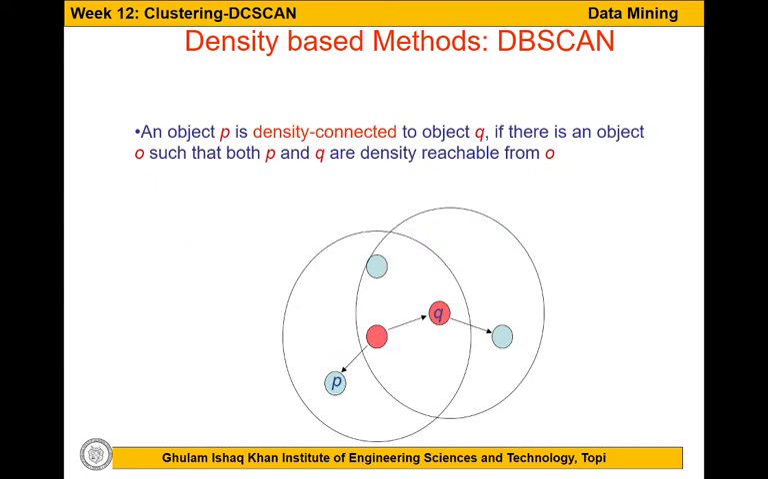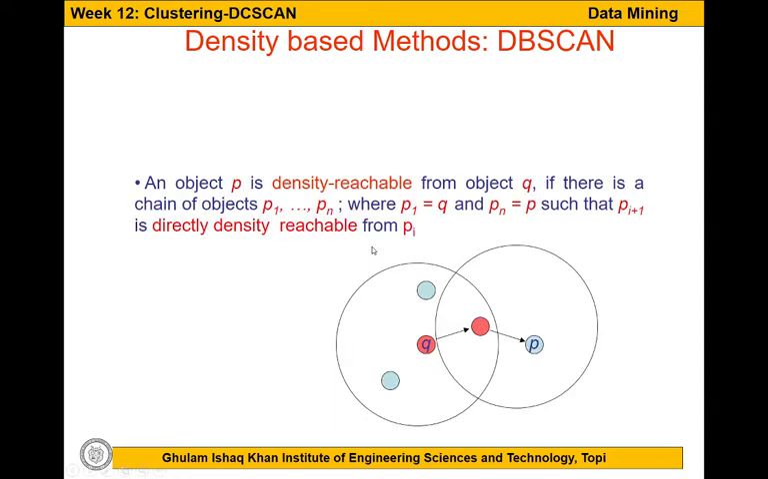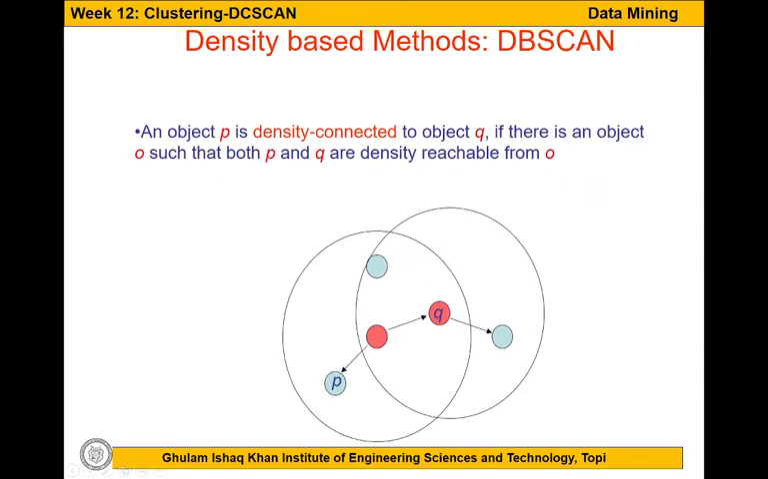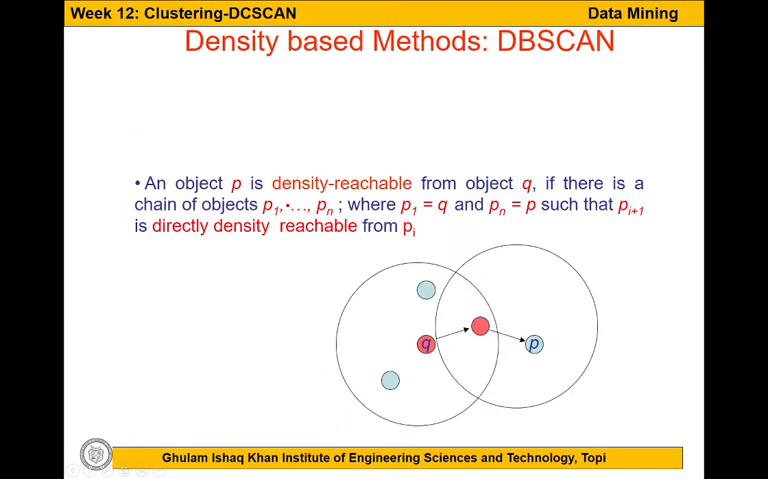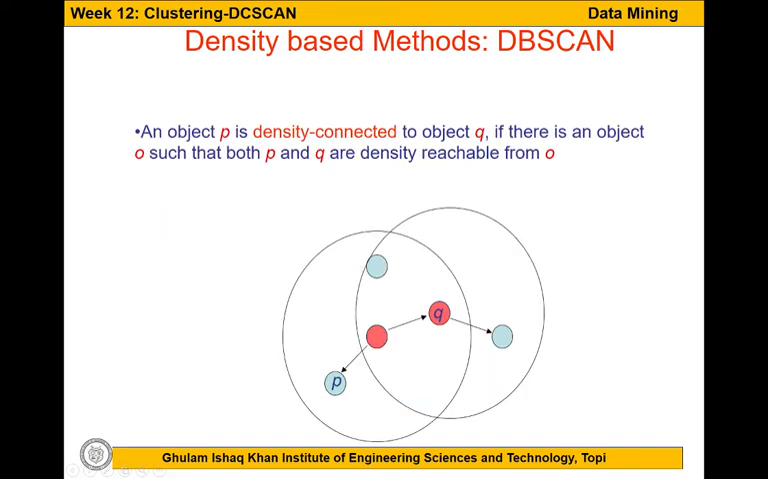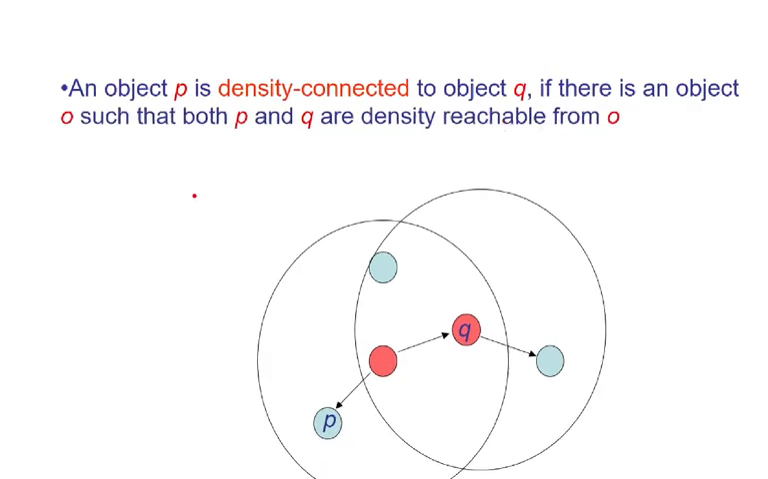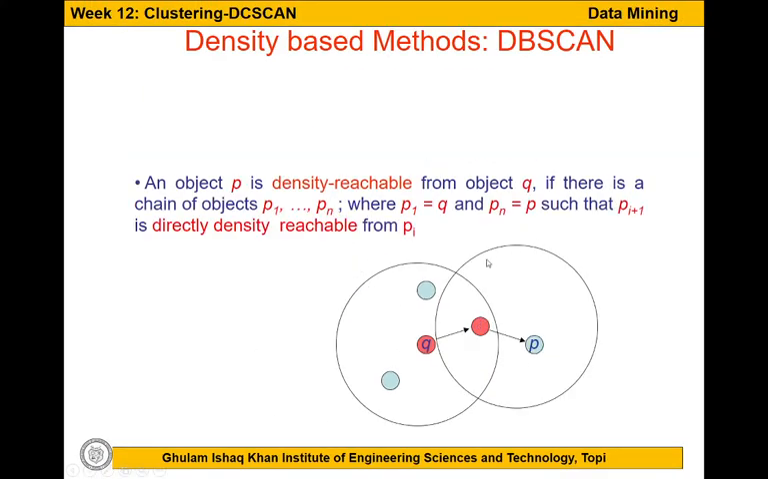Now, an object P, this is sort of redundant. Let me read it again, maybe something new. An object P is density connected. Yes, I misread it, because the previous concept was density reachable, but this one is density connected. It is similar to the reachability concept.